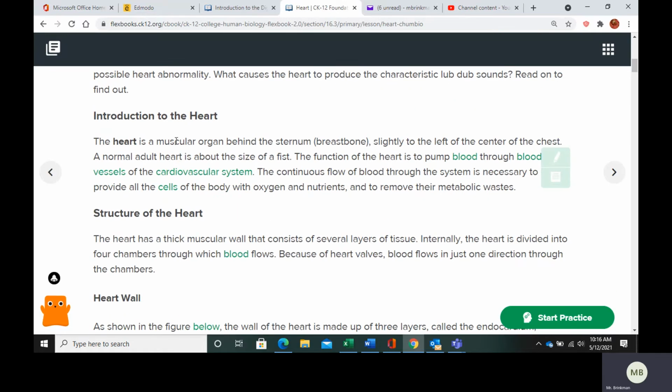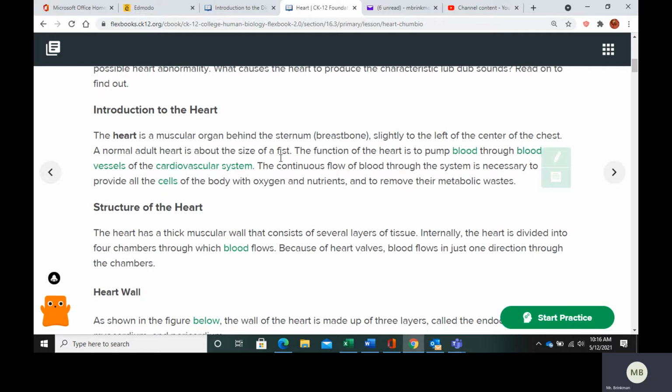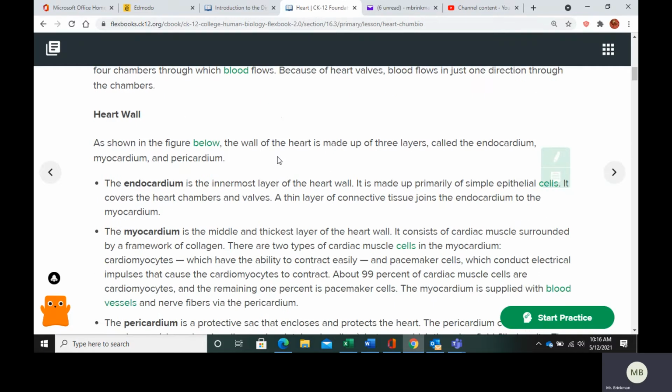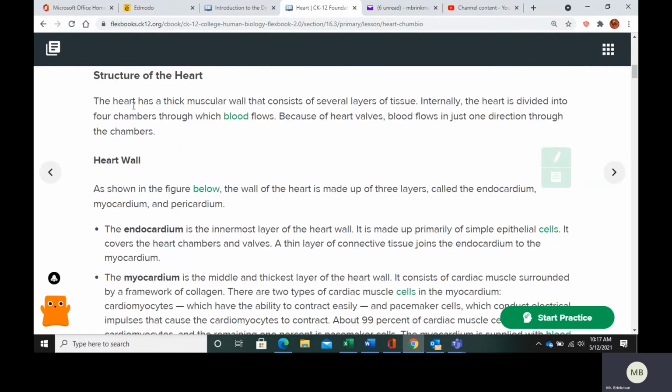So the heart is the muscular organ that pumps blood throughout your body. It is about the size of your fist. The heart has a thick muscular wall that is several layers of tissue, and the heart is divided into 4 chambers that the blood flows through.